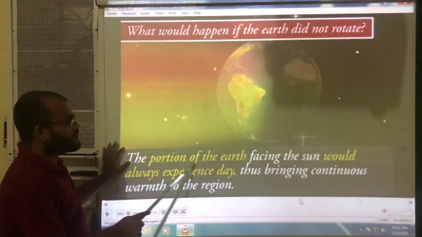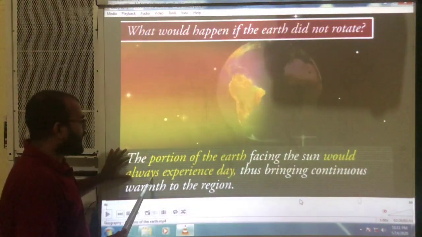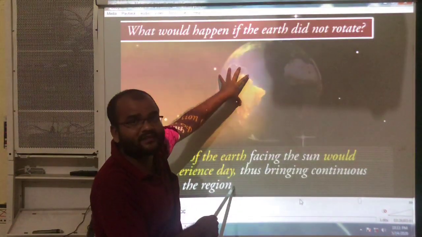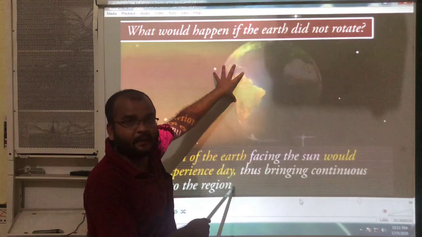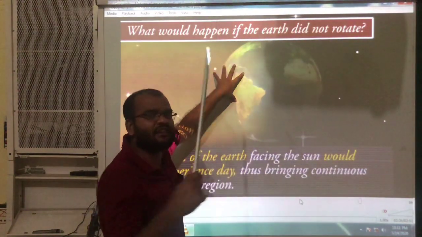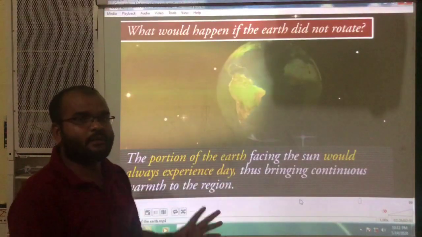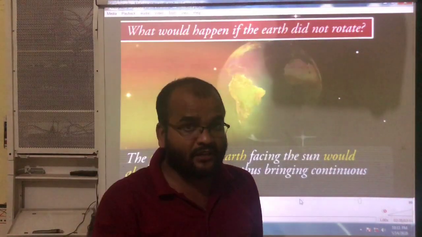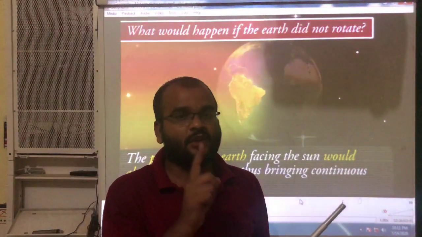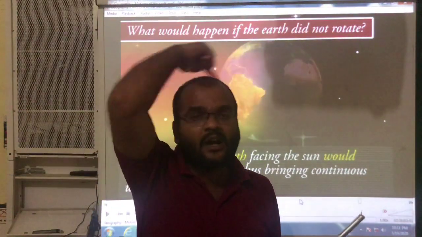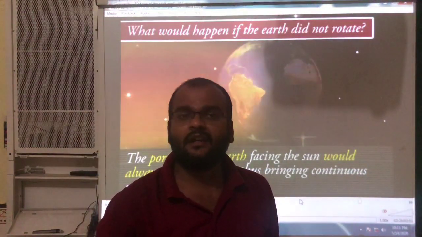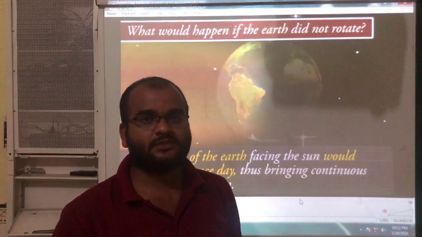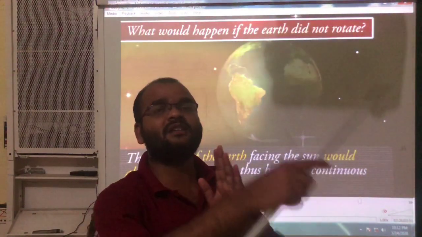See here, the portion of the earth facing the sun would always experience daytime, and the other side always night time. This is about your earth's rotation around its own axis. Today we discussed only rotation. Rotation means moving around its own axis. In tomorrow's class, let us discuss revolution. Revolution means moving around the sun.